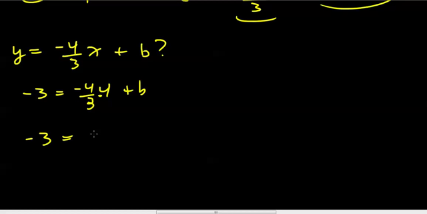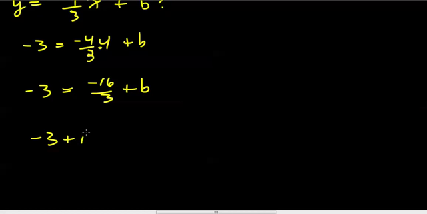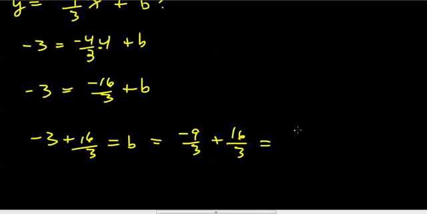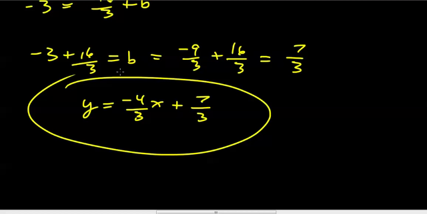So minus 3 equals minus 16 thirds plus b. And if I then add 16 thirds to both sides, isolating b, well, minus 3 is minus 9 thirds plus 16 thirds. That's going to be 7 thirds. So my y-intercept is positive 7 thirds. And now I'm ready to write down my final answer. So y equals minus 4 thirds x plus 7 thirds. There's my final answer for the equation of the line through those two given points.